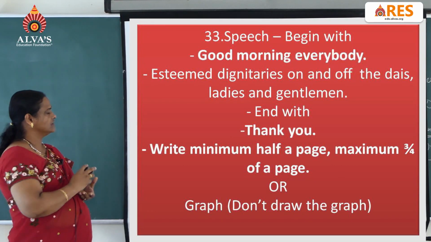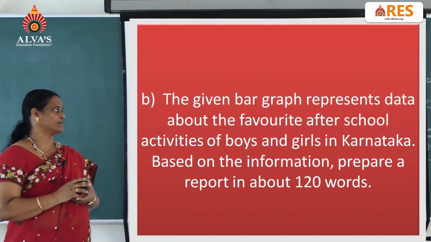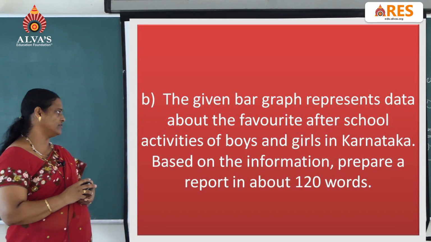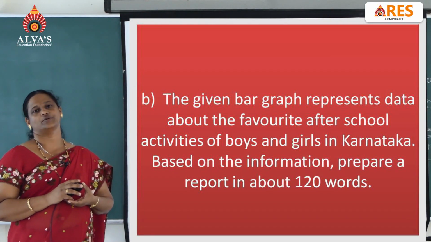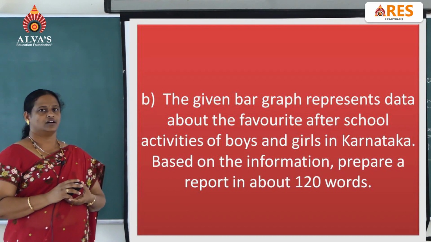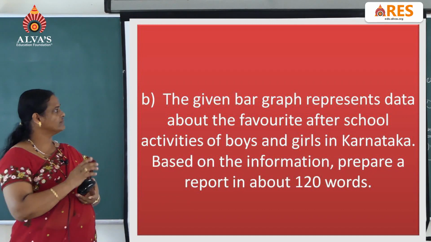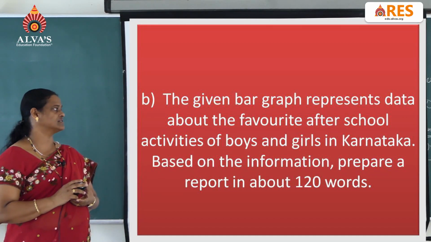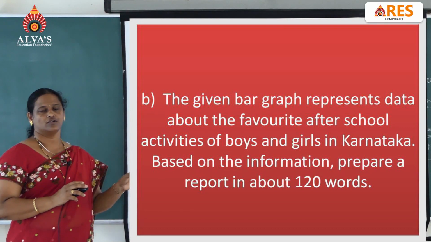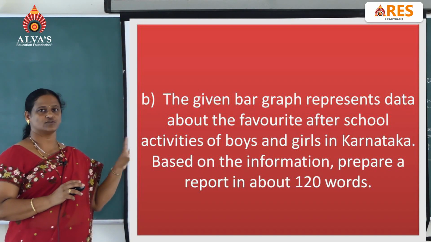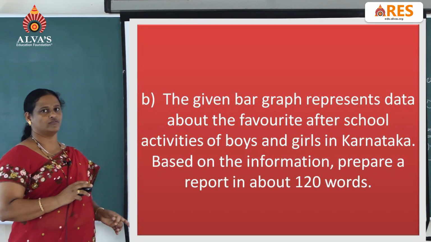And the choice is here related to report writing. The given bar graph represents data about the favorite school activities of boys and girls in Karnataka. Based on the information, prepare a report in about 120 words. Here, when you begin the report, straight away you can use this first sentence here. The given bar graph represents data about the favorite after school activities of boys and girls in Karnataka. Then you have to look at the graph, and you have to remember you should not draw the graph. You have to just look at the graph, study the graph, and what do you understand from the graph, that you have to write in the form of a report.